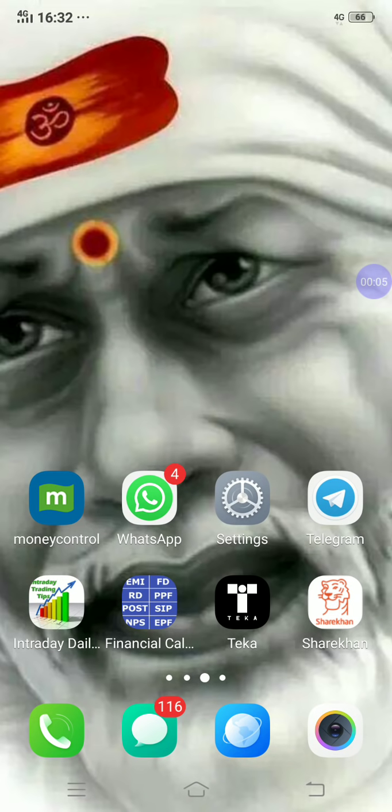Hi all. Today we will see how to place orders in the Sharekhan application. As many of us are new to this application, I thought I would give you a demo of how to use it. Now, if you see on the screen, there is the Sharekhan app.